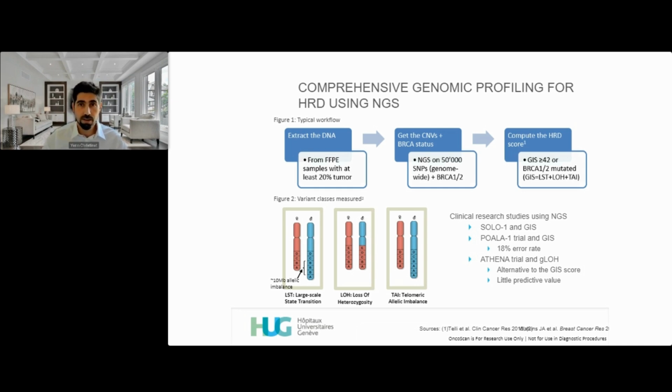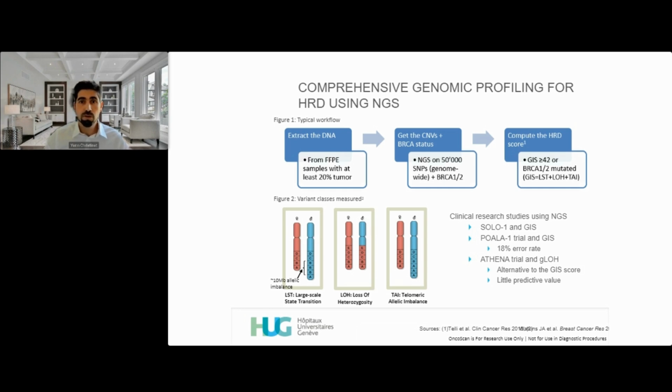The most well-known is the GIS, Genomic Instability Score, which is composed of three markers: the LST, LOH, and TAI. And a sample is positive if the sum of these markers is larger or equal to 42, or if it has a BRCA mutation. Now, these three markers, roughly, compute the same things. So the LST that we see here, if I can draw something, computes the number of breakpoints you have between two regions of 10 megabases. The LOH is roughly the same thing, but only for losses. And the TAI is more or less the same thing, but at the end of the chromosomes.